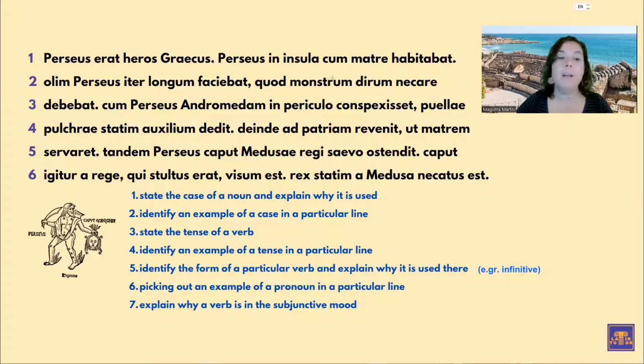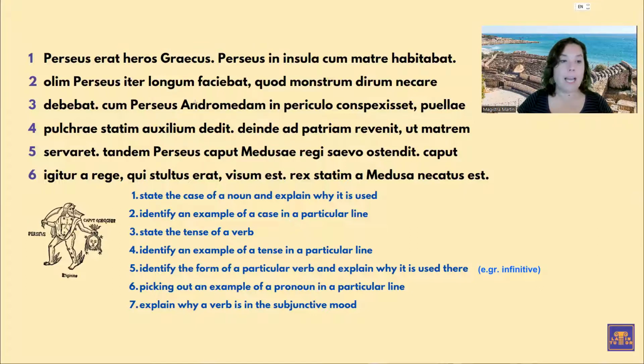For line 1, they could say, choose an example of the nominative. You could say Perseus, that would be the easiest one. But you could also say heros or graecus. There's often more than one possible answer.